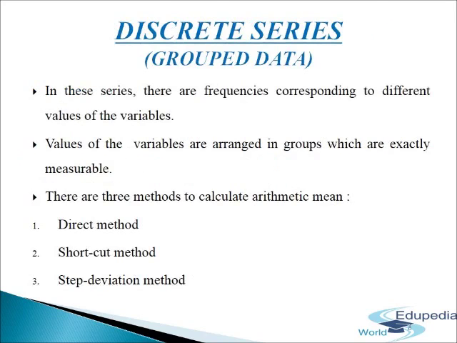Next, we come to discrete series, grouped data. In these series, there are frequencies corresponding to different values of the variables. Values of the variables are arranged in groups which are exactly measurable. There are 3 methods to calculate arithmetic mean. They are direct method, shortcut method and step deviation method. Each method will be discussed in detail in the coming slides.